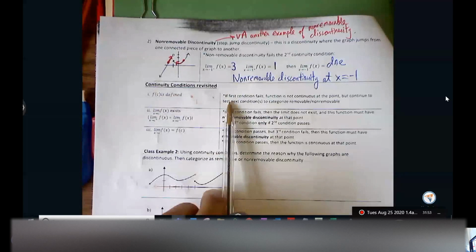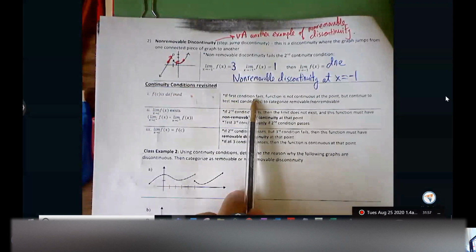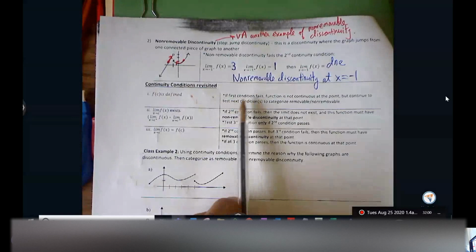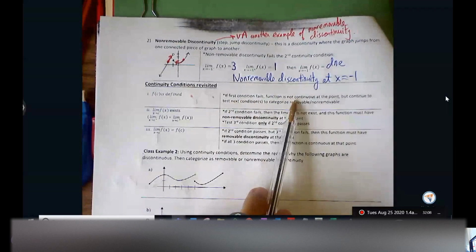So if we try to find that ordered pair, it's either going to exist or it's not going to exist. Regardless of what we get, we're going to have to move to the second condition. If the first condition fails, we know the function is not continuous, but we still don't know what type of discontinuity. So we still have to move forward.